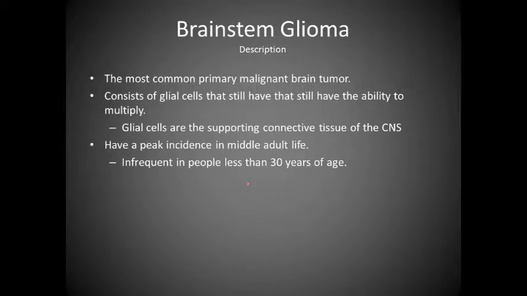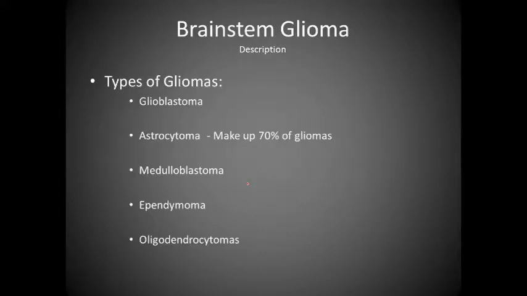So that brings us to a brainstem glioma. It is the most common primary malignant brain tumor, and it consists of glial cells that still have the ability to multiply. The glial cells are the supporting connective tissue of the central nervous system. They have a peak incidence in middle adult life, and they're infrequent in people less than 30 years of age.